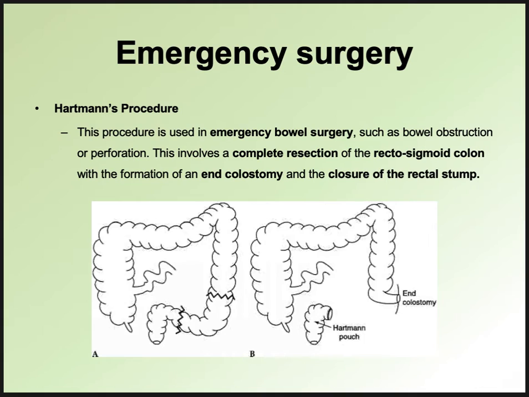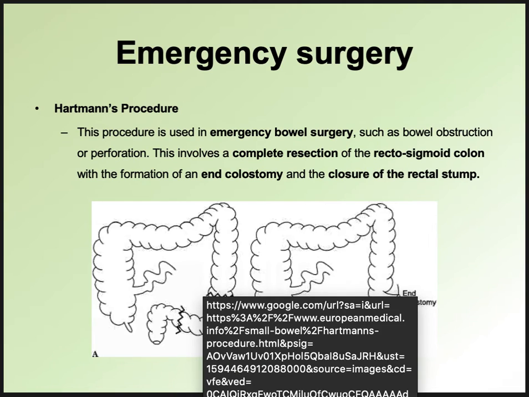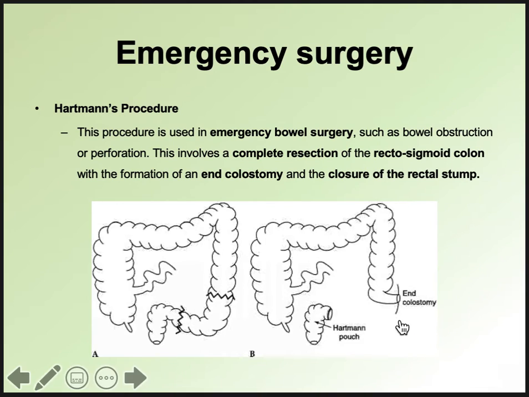A surgery which is not commonly used for CRC, but can be an appropriate option, particularly if it's an emergency bowel surgery, or if a patient is too frail or elderly to undergo a longer procedure such as an AP resection, is the Hartmann procedure. So Hartmann's procedure involves a complete resection of the rectosigmoid colon, so removal of this area, and the formation of an end colostomy, which comes out, and a closure of the rectal stump, Hartmann's pouch. So this is not going to be functioning. It's just left there. The colostomy is brought out.